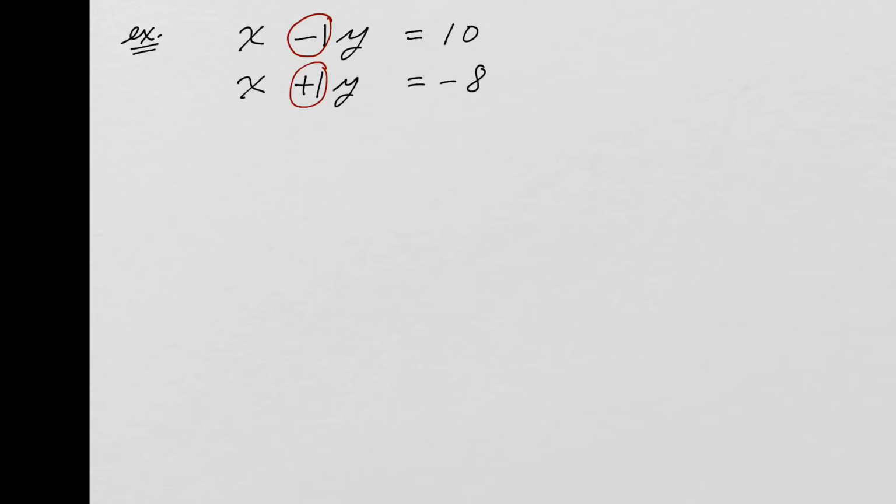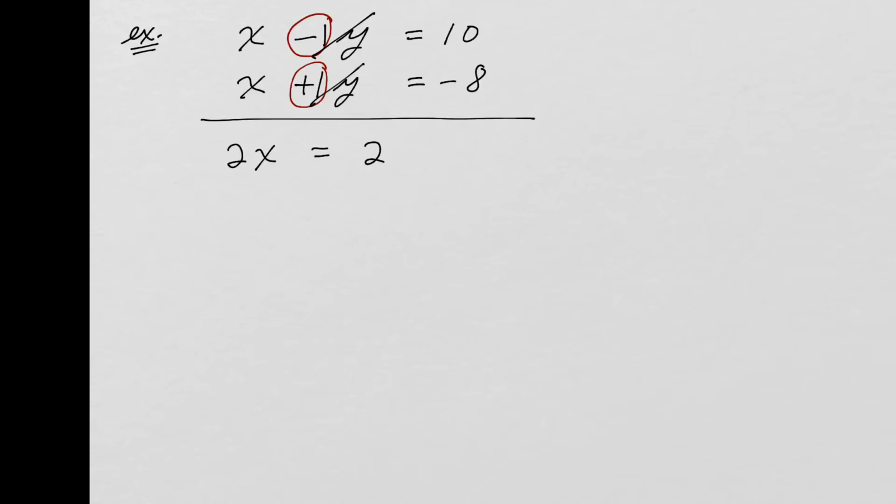We can add these equations together. And what happens if we add them together? Well, x plus x is 2x. And then what's negative y plus a positive y? That's 0, right? So the y is gone. We've eliminated the y. And that's got to equal, on the right-hand side, 10 plus negative 8, which is positive 2.